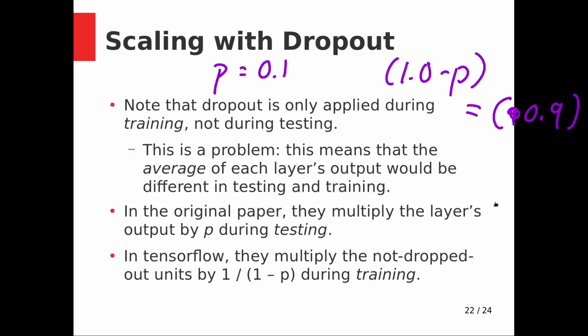In the original paper, they multiply the layer's output by p during testing. I think I might have that wrong, so I think it should be 1 minus p. I'm not sure. But basically, during testing, they scale the output down, to represent the fact that more units are on average on than would have been on during training. In the TensorFlow version, instead, they scale up the units that are not turned off, the ones that survive, during training, and then do nothing during testing.